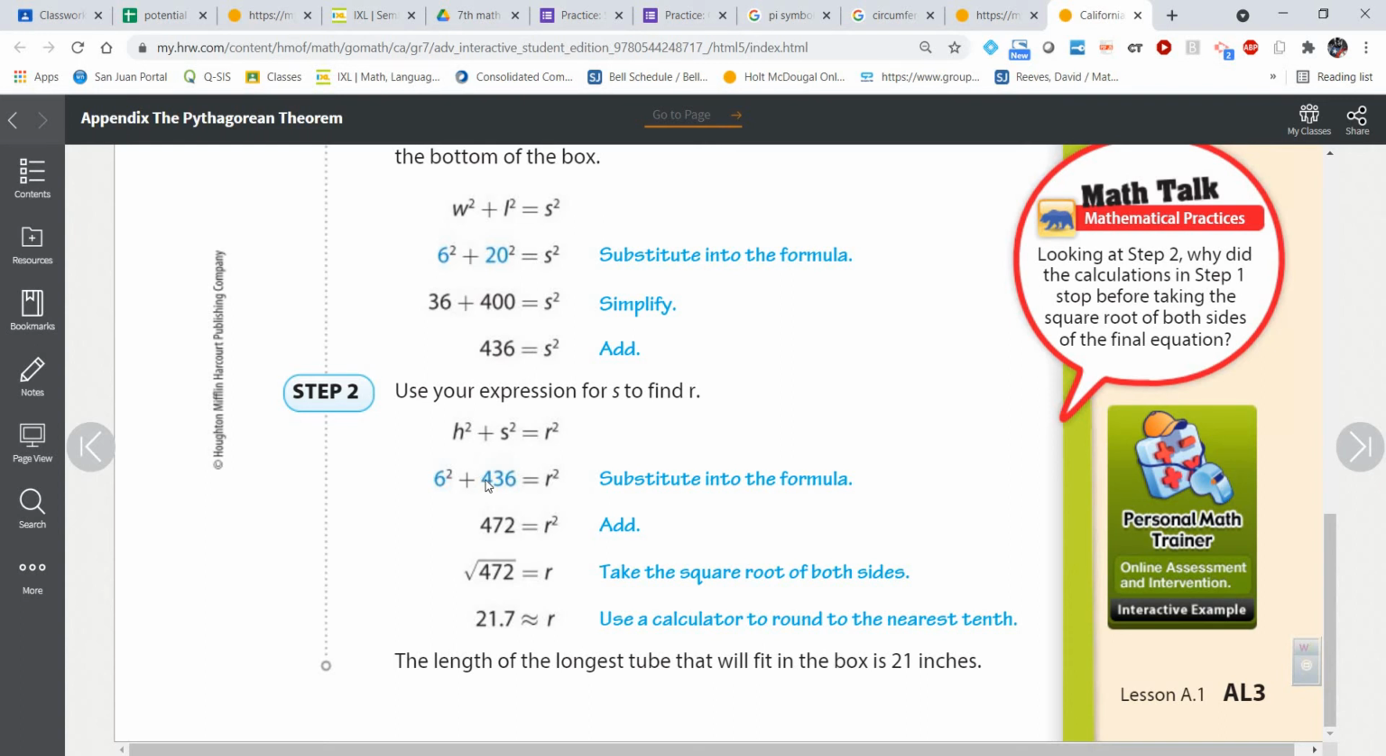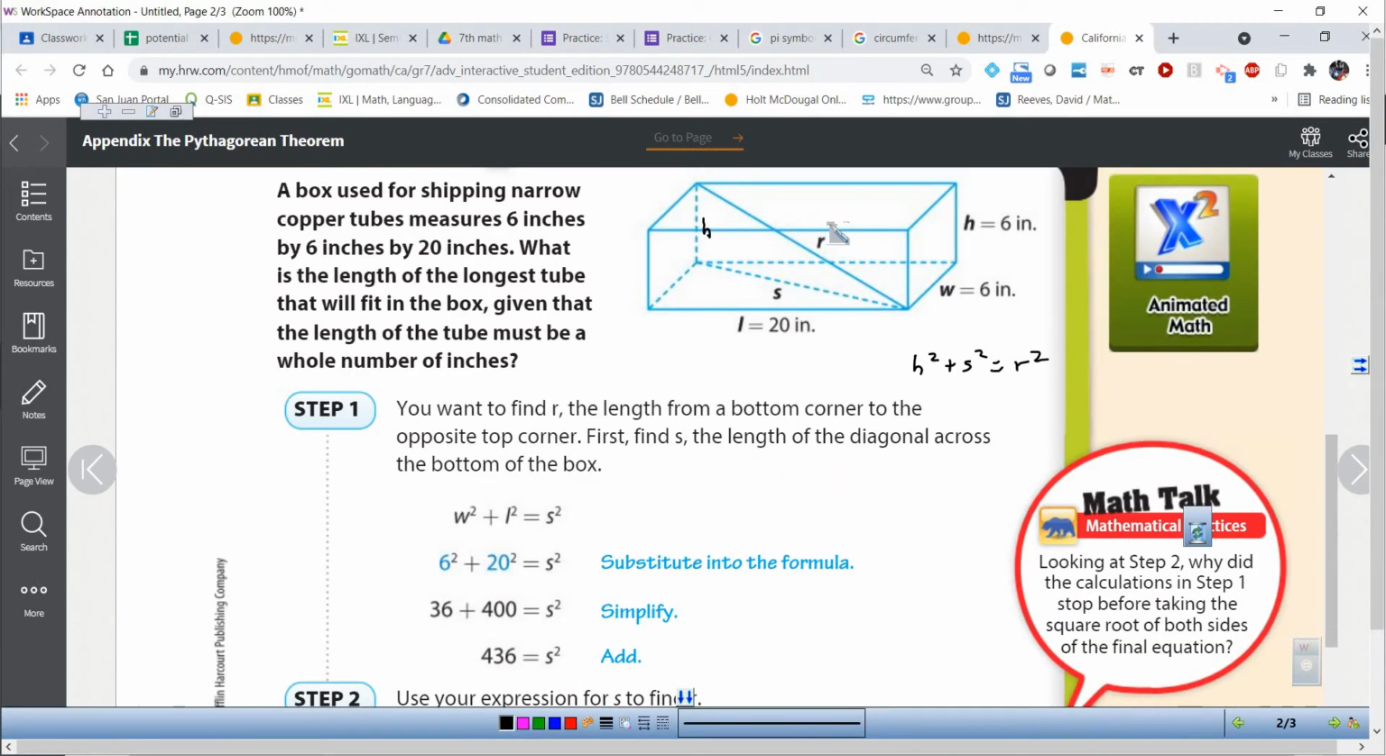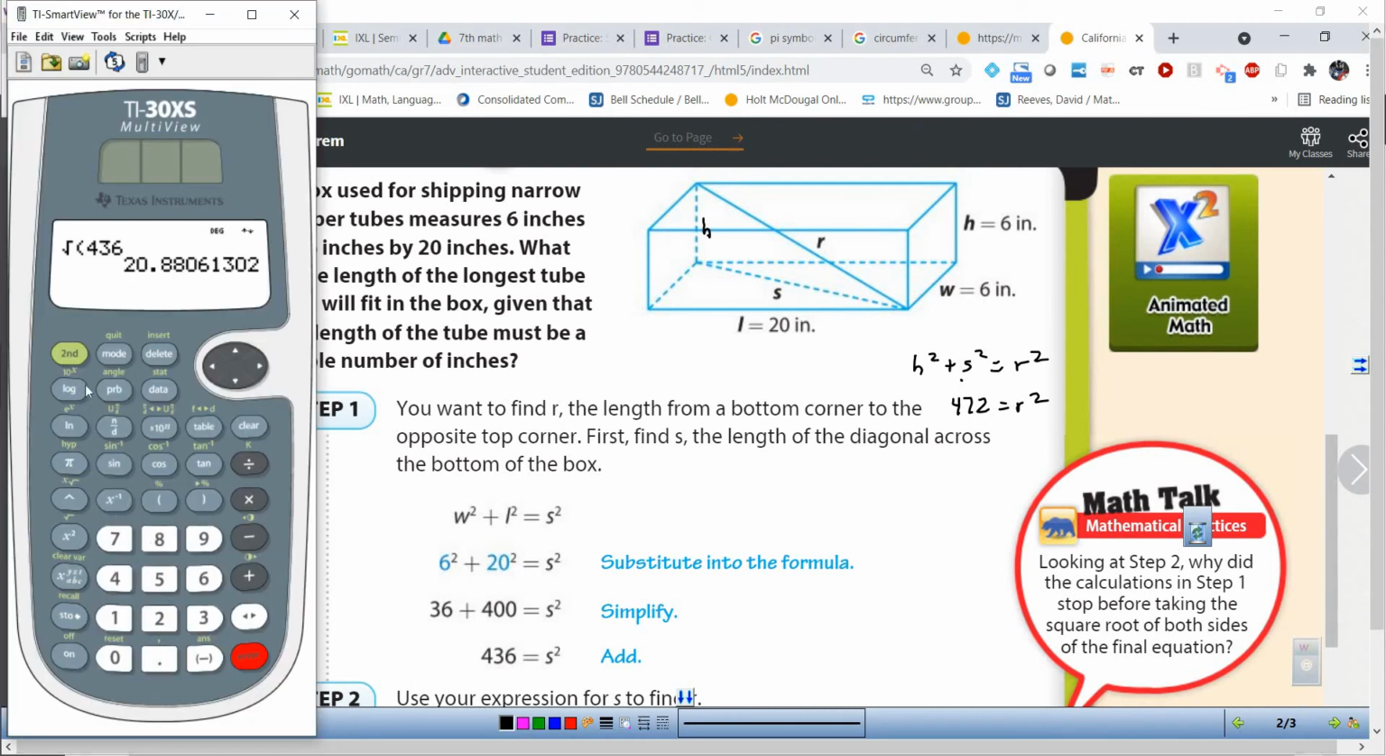So right here we've got 6 squared plus 436 is equal to r squared. So r squared is 472. Again, h squared plus s squared is r squared, and we get 472 is equal to r squared. That's when we go ahead and take the square root. The square root of 472 is, when we round off to the nearest tenth, 21.7.